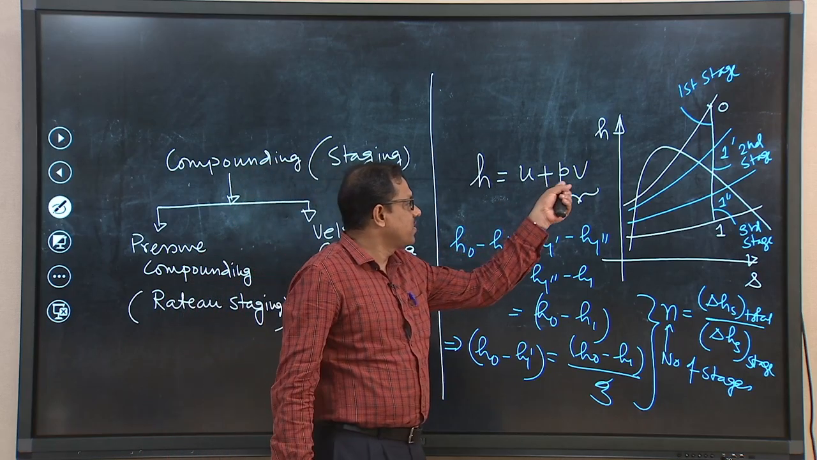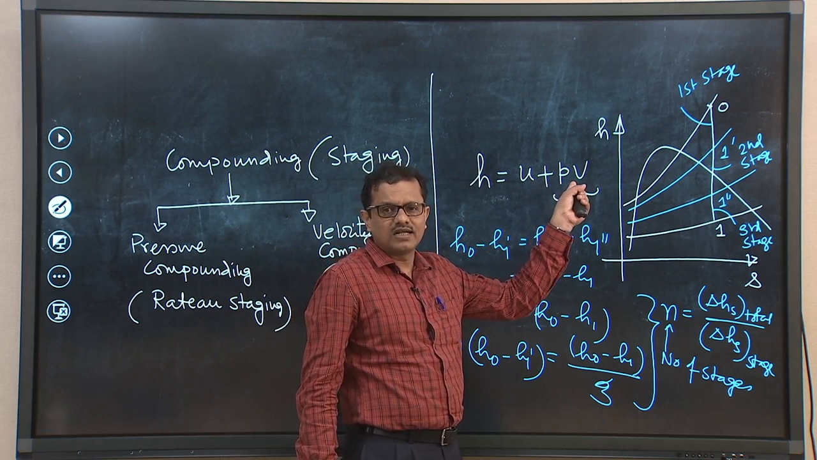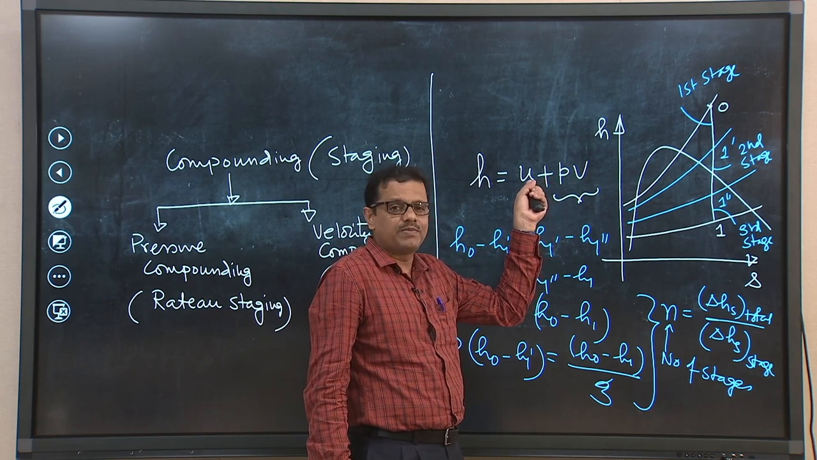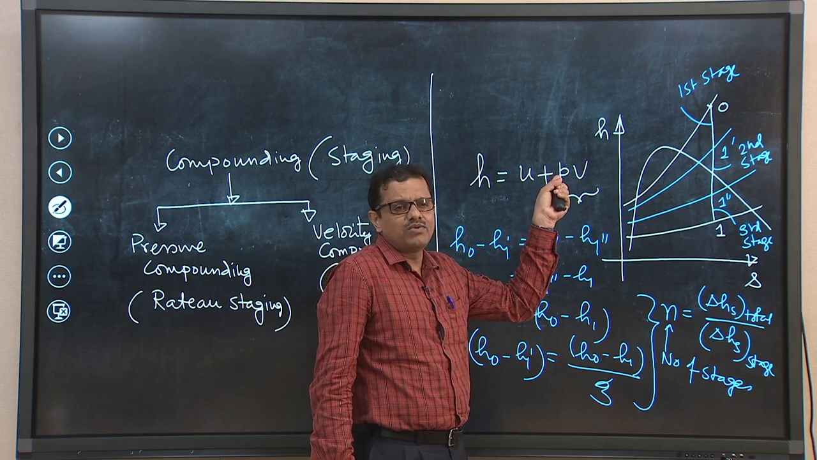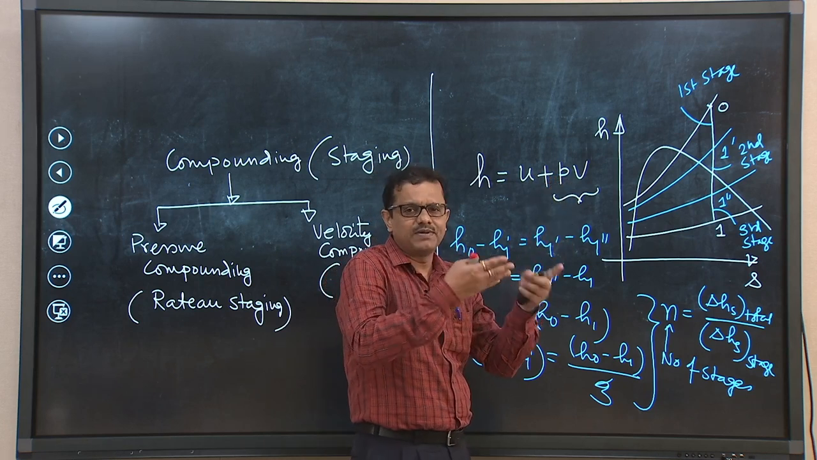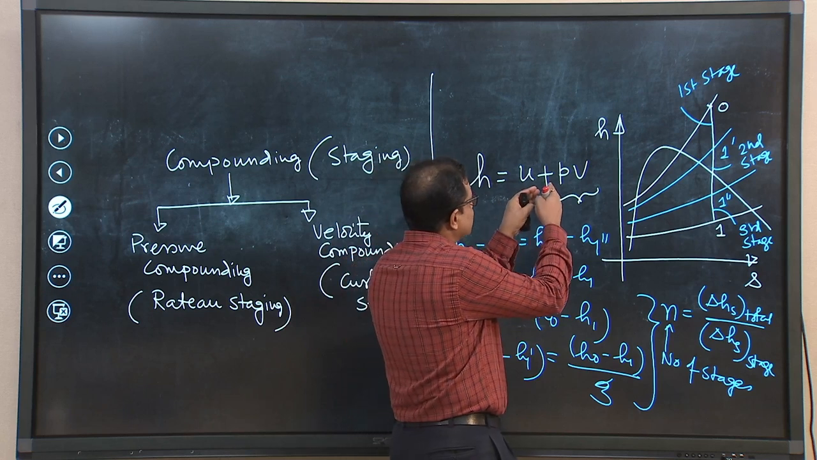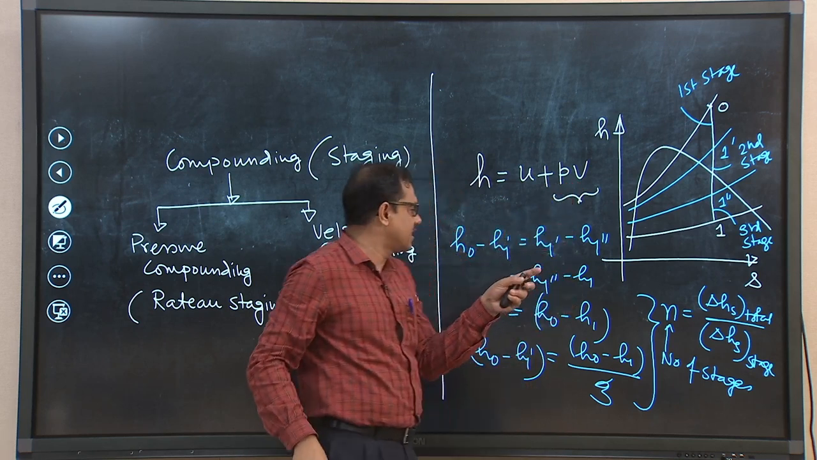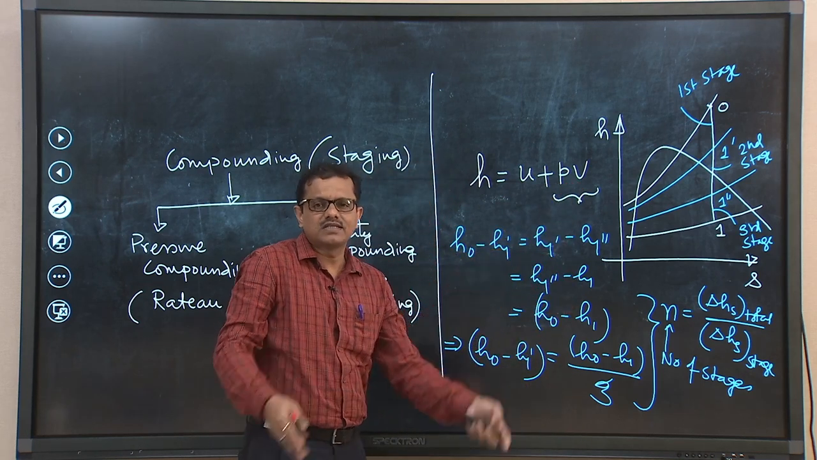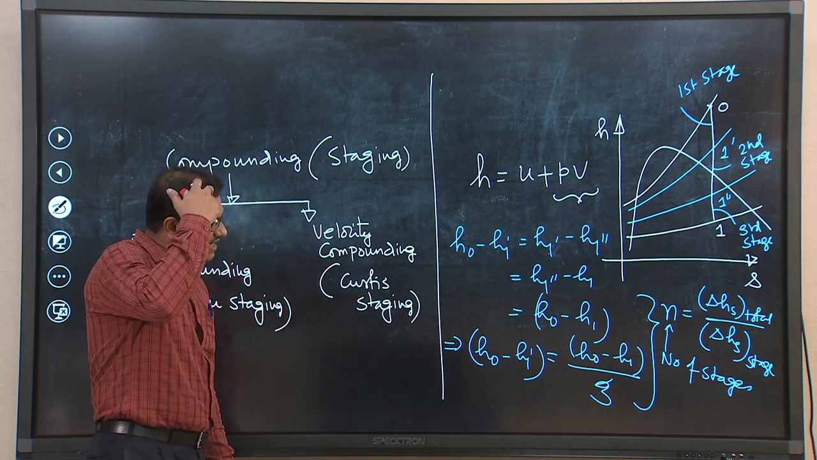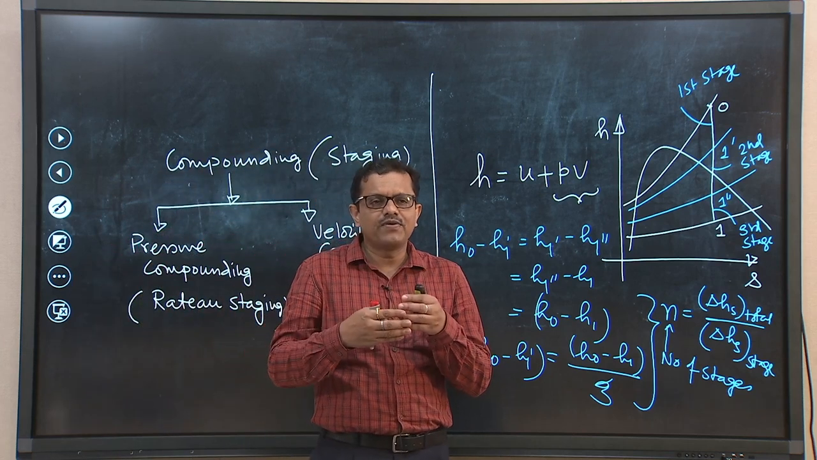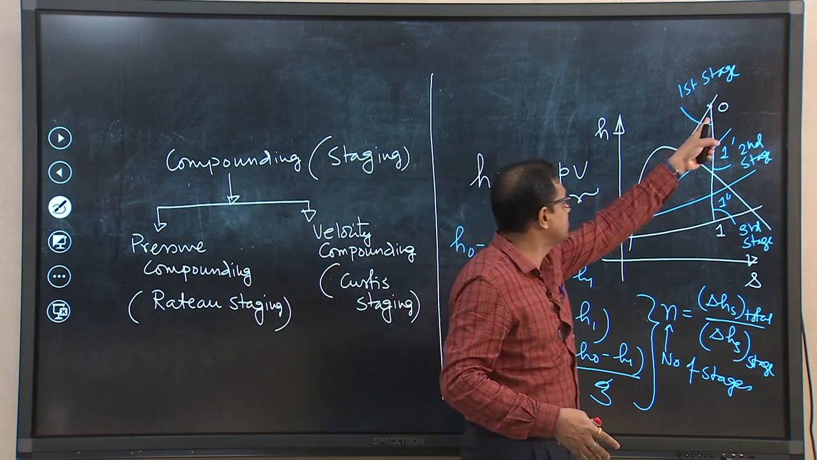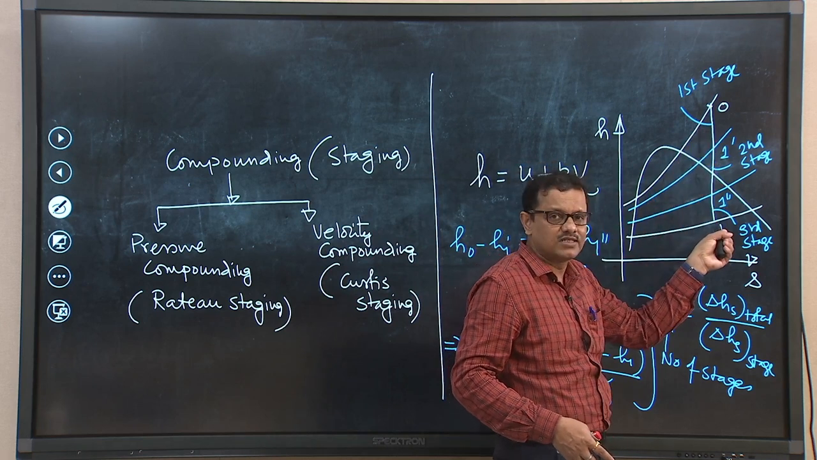So, that means from this particular expression h is equal to u plus pv, you can understand that u, that is the internal energy, we cannot change this, because u is a representative measure of temperature. So, basically what we can do from this definition is that we can change pressure and volume such that the enthalpy drop in a given stage can be altered. So, we can have compounding of pressure, and we know that we would like to have the total enthalpy drop from 0 to 1, that is from boiler pressure to condenser pressure.